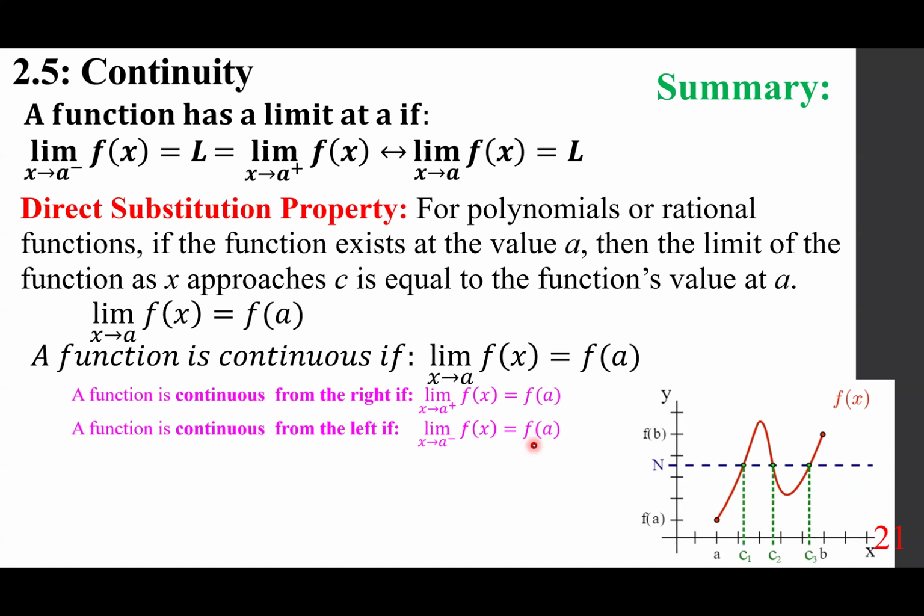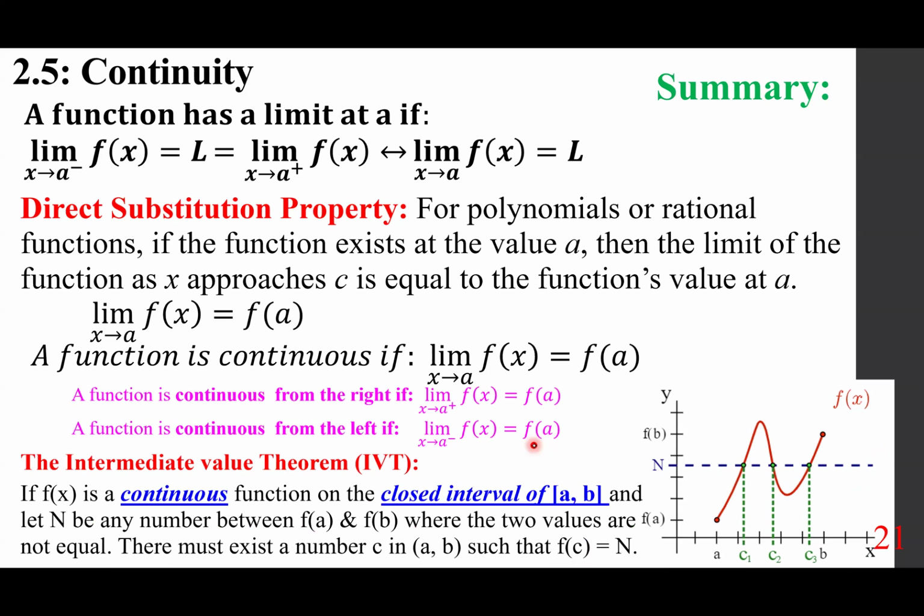Also, if we look at this one, it gives us the concept of what we call the intermediate value theorem, IVT for short. If f of x is a continuous function on the closed interval of a to b, and we let n be any number between f of a and f of b, where the two values are not equal, there must exist a number c in a to b such that f of c equals n.